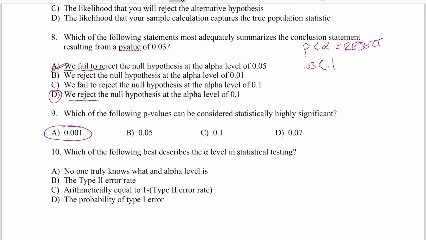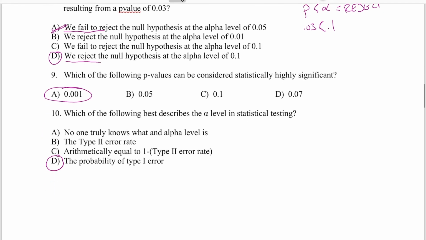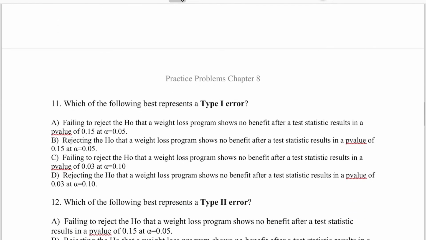Number 10: which of the following best describes the alpha level in statistical testing? Just going through this, you can probably figure out it's the probability of a type 1 error. That's what the alpha level is really giving us here. Remember, the alpha level is how much of a percent we're willing to give to chance of developing a type 1 error.